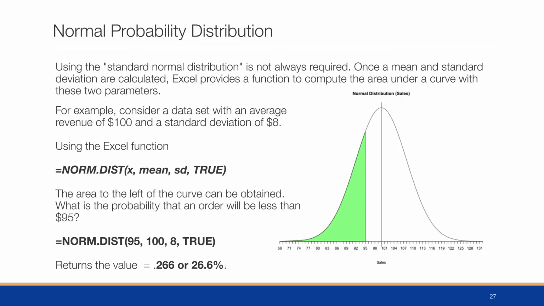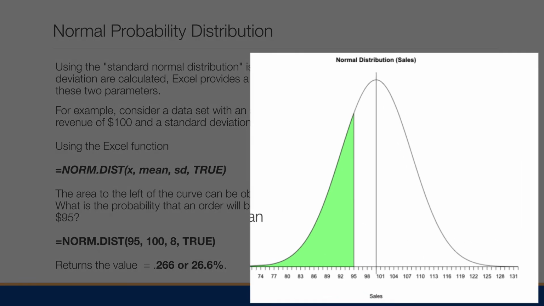Now, those were the standard normal distributions, but it's not always required to use that. If we have a set of data with test scores or income or revenue, we might want to use that. But once we have a mean and a standard deviation, we can do pretty much the same thing. The only difference is in Excel, we're not going to use NORM.S.DIST, we're going to use NORM.DIST. So consider we have a data set with an average revenue of $100 and a standard deviation of 8. Using the Excel function NORM.DIST, we will put in a number for x, the values for the mean and standard deviation, and then put TRUE, and then it will calculate the number. In this case, we're going to get what would look like the green shaded region.